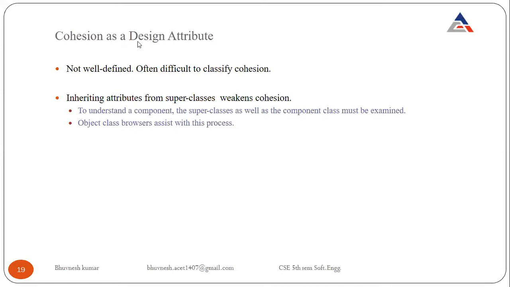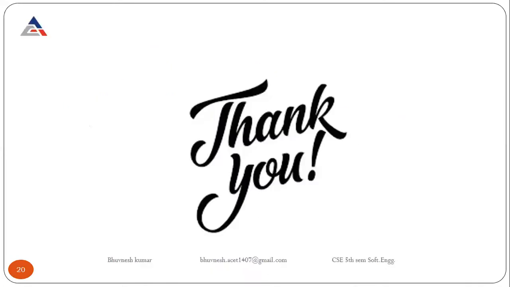Okay, then cohesion as a design attribute. Your cohesion should be high, then your design should be good. Cohesion is not well defined and is often difficult to classify. If your cohesion is not well defined, it will be a problem for your design, so your cohesion should be well defined. Your superclass, subclass, and inheritance should all be defined properly and used in your coding. That should make your product effective. That is the concept of your software design.